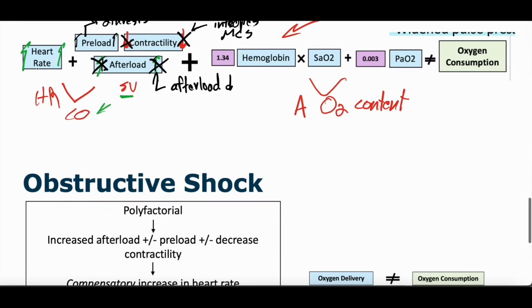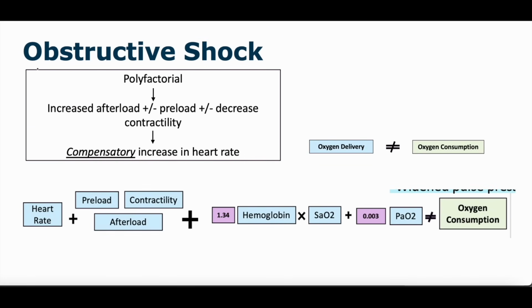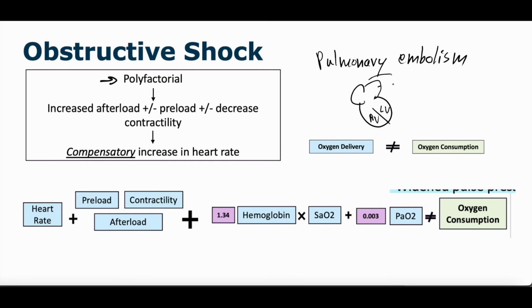Last but not least, obstructive shock. So obstructive shock is very polyfactorial. Fun word that I wrote. So the causes of obstructive shock are anything that causes obstruction to forward flow. So the big thing is a pulmonary embolism. All right, so pulmonary embolism, if we draw a heart, right atrium, left atrium, right ventricle, left ventricle. The right ventricle is going to pump blood through the pulmonary vasculature to the lungs, right?